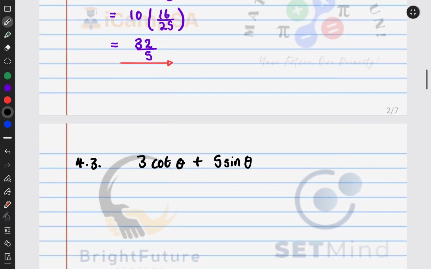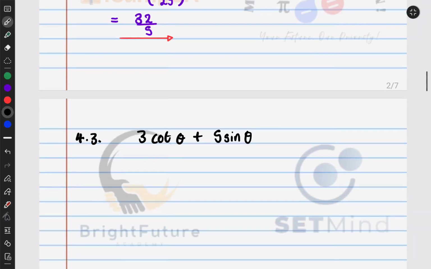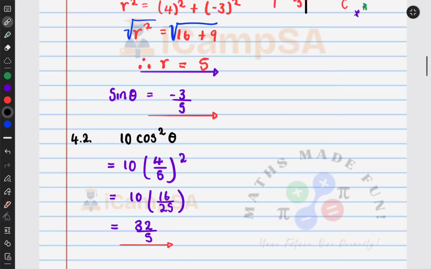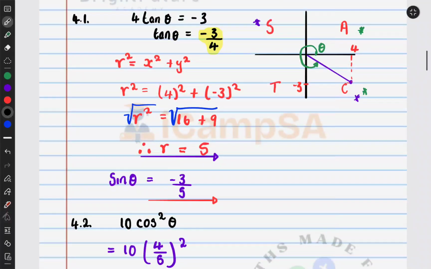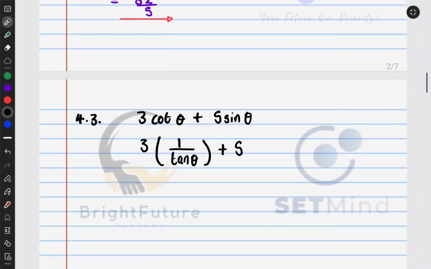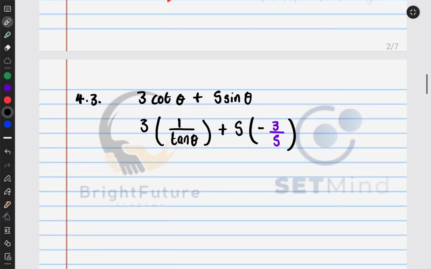Cot theta is a reciprocal of what? It's a reciprocal of tan theta. So this is essentially 1 over tan theta plus 5 sin theta. What is sin theta? Sin theta is opposite over the hypotenuse. We've already calculated sin theta is -3 over 5. So it's 5 into -3 over 5.